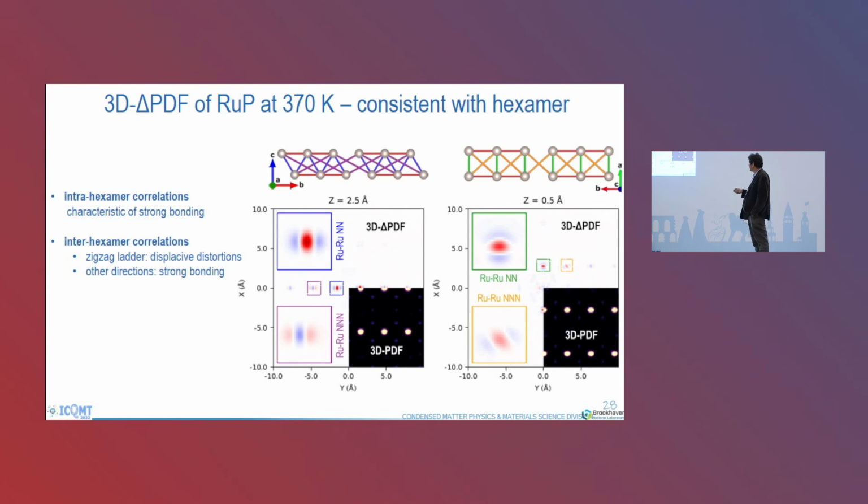For example, intra-hexamer correlations, which are those blue bonds, give a blue-red-blue signal, which is characteristic of strong bonding rather than some kind of bond splitting. Whereas if you look at the inter-hexamer correlations, this purple signal, you see that along the zigzag ladder there are displacive distortions. So you again have a red-blue-red signal, but in other directions you see strong bonding.